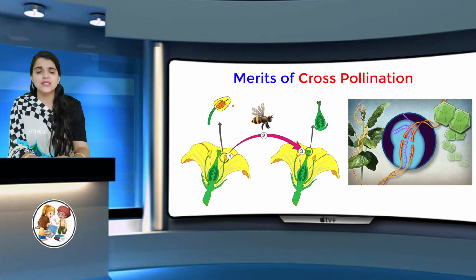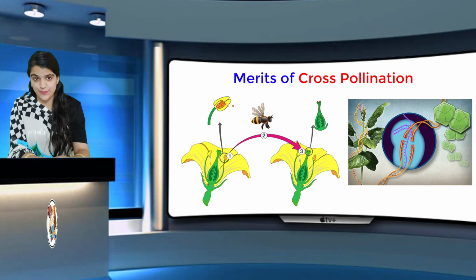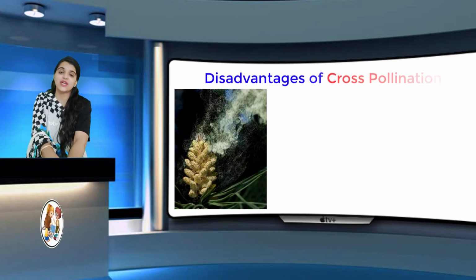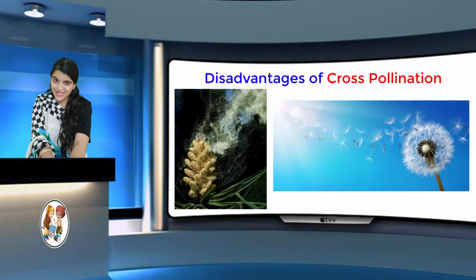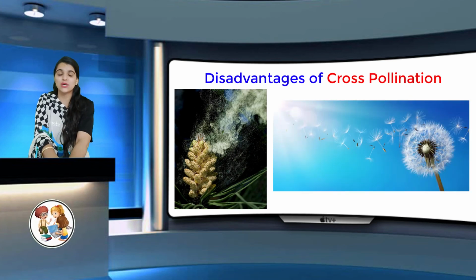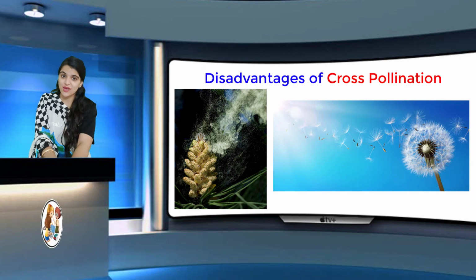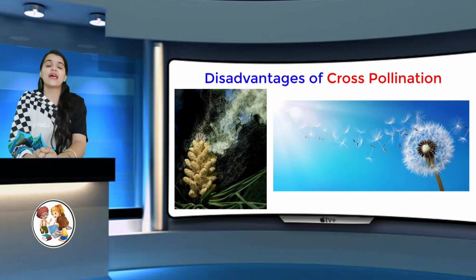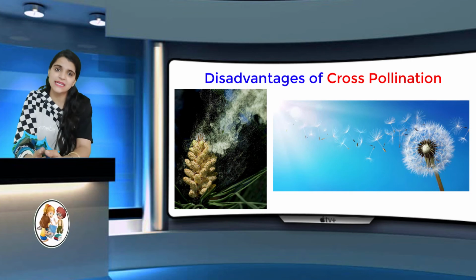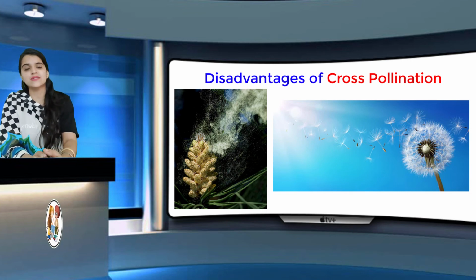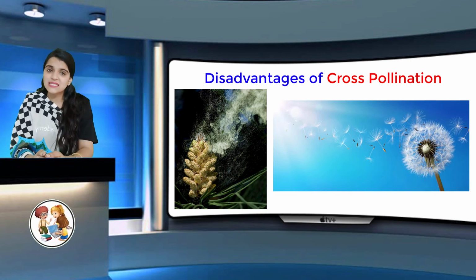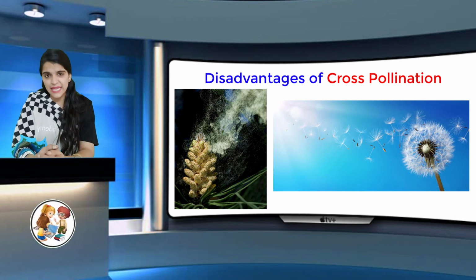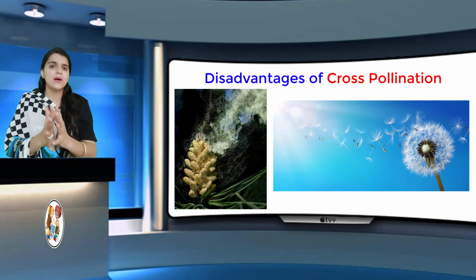Next are the disadvantages. In this process there is a great wastage of pollen grains because they have to cover a large distance to reach somewhere. Due to genetic recombination in meiosis, there are chances of elimination of good qualities also. Definitely, students, when variation is there, there is a chance that good genes may be eliminated during the process, right? So, students, this is all about pollination.